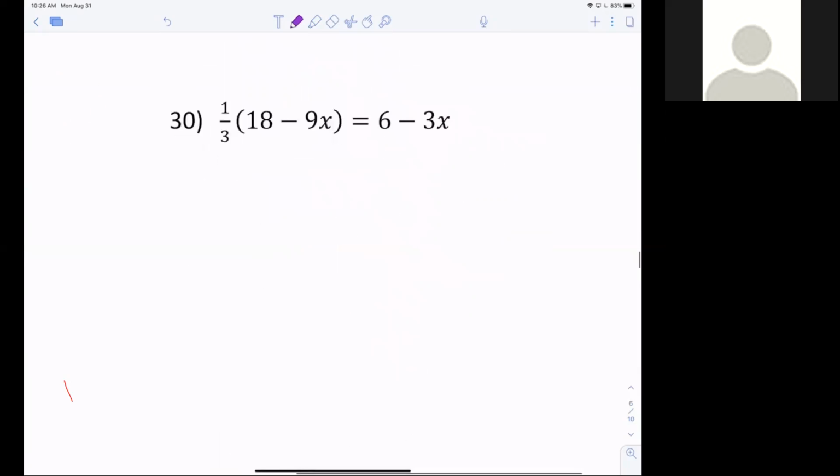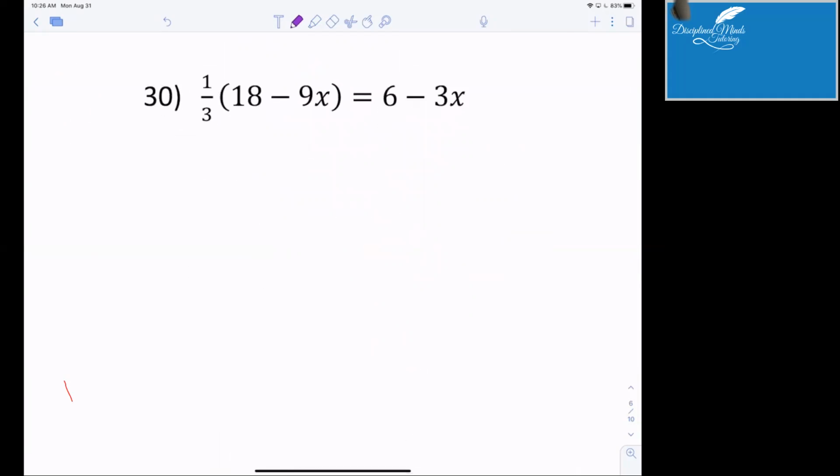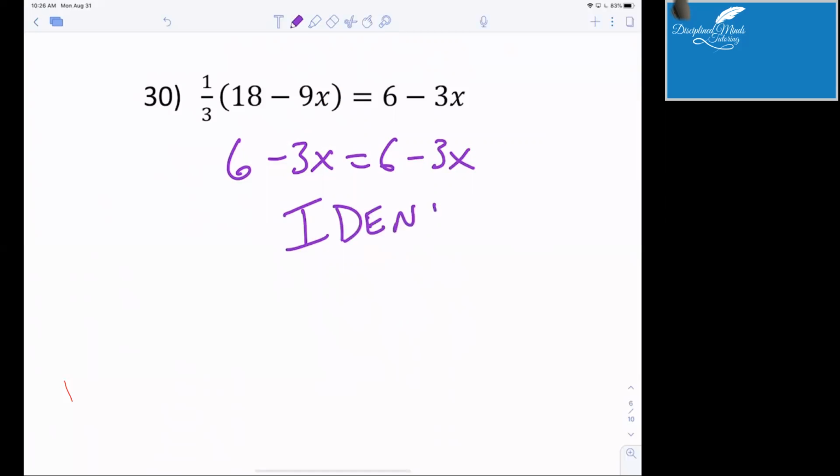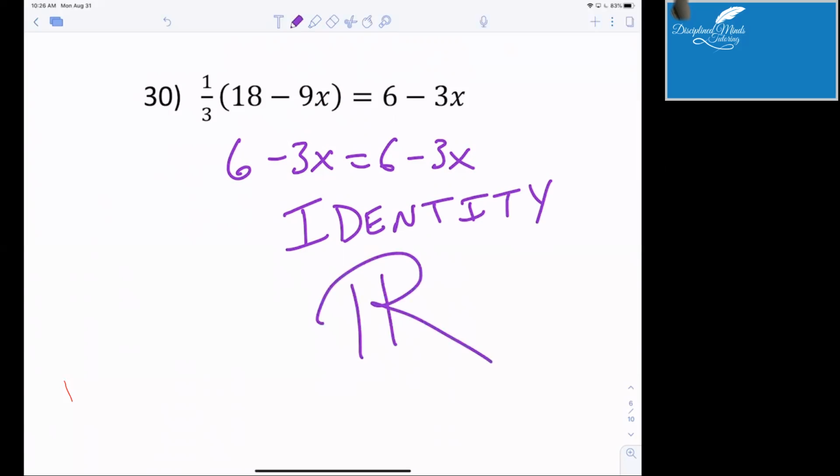All right, let's take a look at 30. So you have to distribute 1/3. That's correct. And what do you get? 6 minus 3x. Very good. So what is this called? The solution is all real numbers, because it's the same exact thing. You agree with me? So I always write this just because I want it to get into your head. That's an identity, which means all you have to do is write down all real numbers. 6 minus 3x always equals 6 minus 3x. Everybody happy with that?